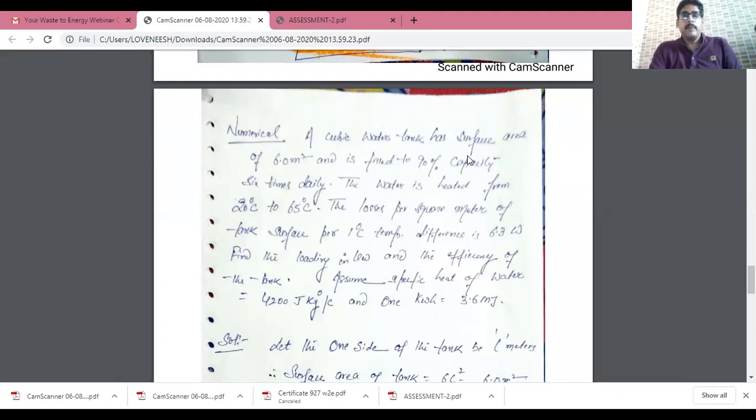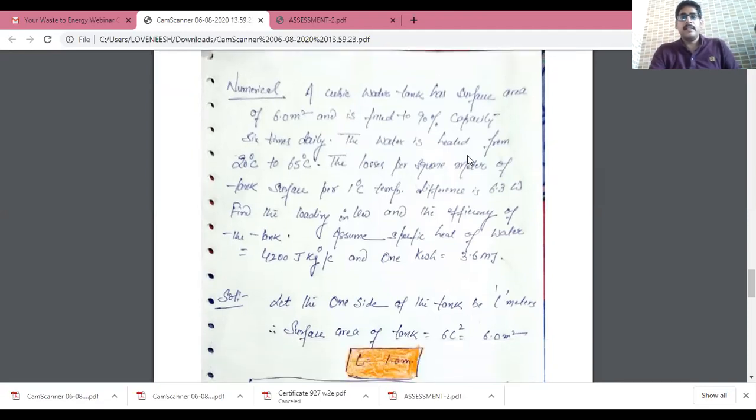The numerical says a cubic water tank has a surface area of 6 meter square and is filled to 90% capacity 6 times daily. The water is heated from 20 to 65 degrees centigrade. The loss per square meter of the tank surface per 1 degree temperature difference is 6.3 watt. Find the loading in kW and the efficiency of the tank, assuming the specific heat of the water is 4200 joules per kg degree Celsius and 1 kWh is equal to 3.6 megajoules. So basically, this numerical is not based upon the design of the heating element.